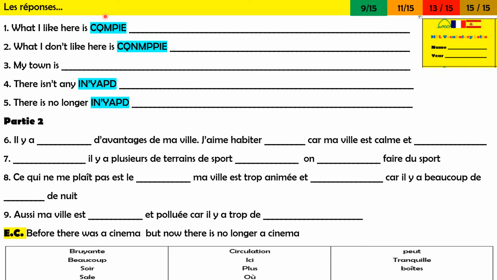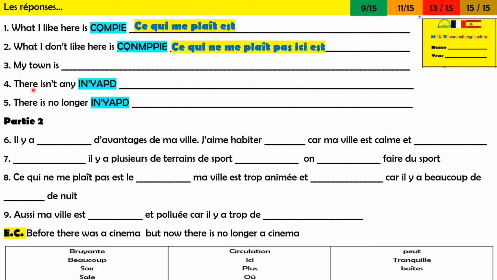Alors, numéro 1. What I like here is, you can say like j'aime, but use this, you'll get a better mark. Ce qui me plaît ici est. I missed out a word. So you should have ici here. If you don't, give yourself the mark anyway. Alors, what I don't like here is ce qui ne me plaît pas ici est. Look at that. So that is such an advanced phrase. The examiner will love it. This is how to use it. Learn it off by heart and you can use it in loads of contexts.